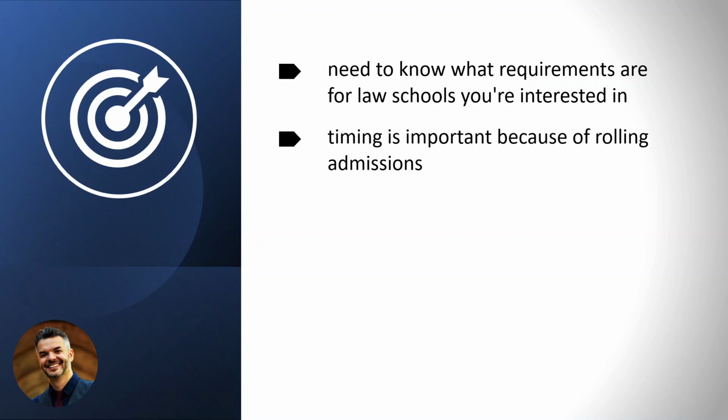Timing is also important, because most law schools use rolling admissions, which means they review applications as they're received, and they'll admit students until the class is filled. So it's generally better to apply early, as you'll be considered for admission before spots start to fill up. Ideally, you should aim to take the LSAT by late fall and apply by December of the year before your target entry date. So now it's 2024. If you want to go in 2025, get your LSAT done by late fall of 2024, and get your applications in by December of 2024.